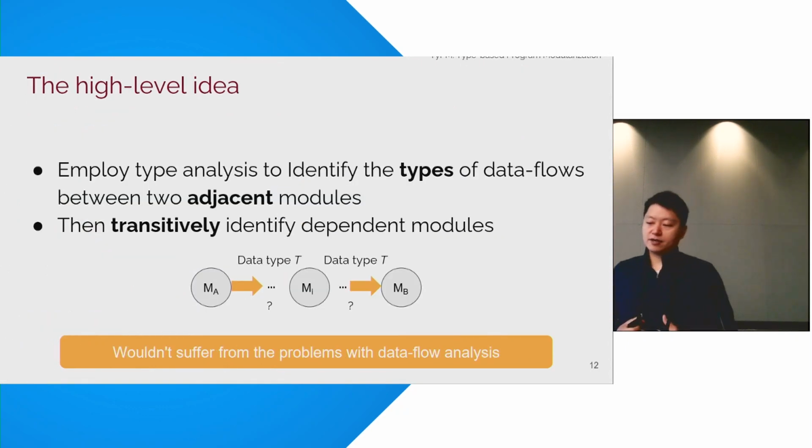So the high-level idea of typing is to first employ type-based analysis to figure out the possible types of data flows between two adjacent modules. And then we transitively identify dependent modules of a given type and a given module. So the input is a pair of type and module, the target type and target module. This kind of analysis is type-based analysis. It's not data flow analysis, so it wouldn't suffer from the traditional issues with data flow analysis.